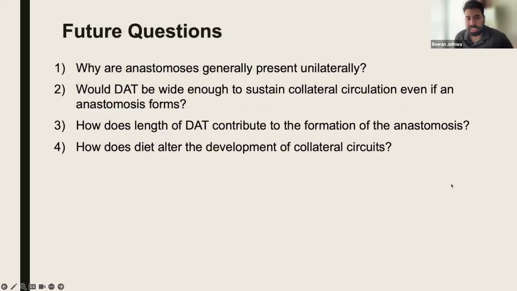Just some further questions posed by the study. Is anastomosis generally present unilaterally? A quick look at the data, which I didn't show in these slides, was that there wasn't necessarily any bilateral similarity. So just because one limb had an anastomosis doesn't mean the other limb had an anastomosis too. So that'll be things we can look at in the future.